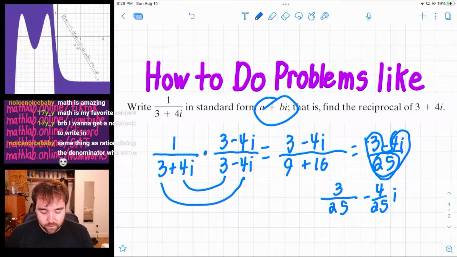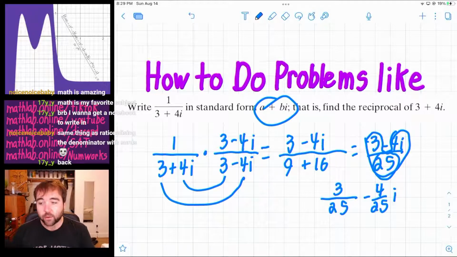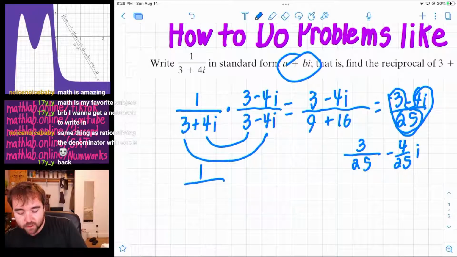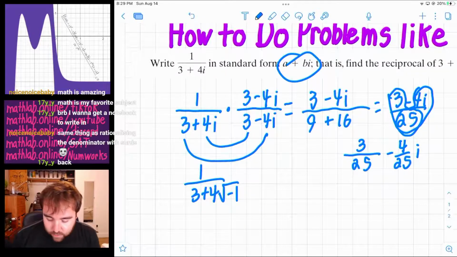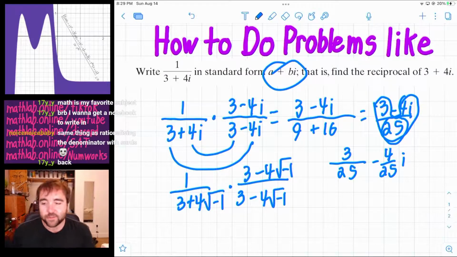That's the reciprocal. So notice the whole point of these, whenever we have a complex number on the bottom, the problem usually wants us to get the complex number out of the bottom. And that is the same as rationalizing. Like Noise Baby says, it's exactly the same as rationalizing, because it is rationalizing. Because what we have right here is 3 plus 4 times the square root of negative 1. And just like you would do when you rationalize, you would multiply by 3 minus 4 times the square root of negative 1.